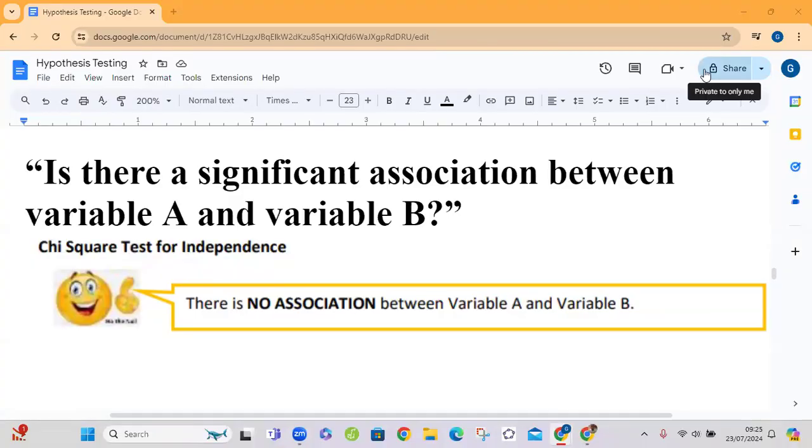Here's another example. Is there a significant association between variable A and variable B? That will be a chi-square test for independence, or a chi-square test for no association. The null will respond by saying there is no association between variable A and variable B. So as you can see, the null hypothesis is a statement of neutrality. It will always take the conservative standpoint. No difference between population mean and sample mean. No factor affecting distribution. No variation. No association between the two variables.